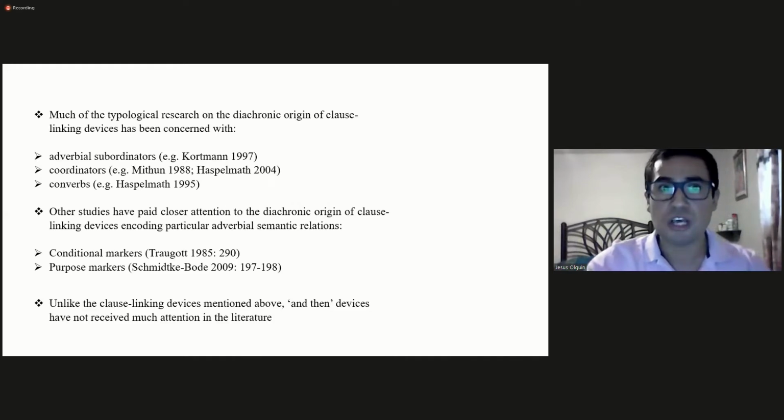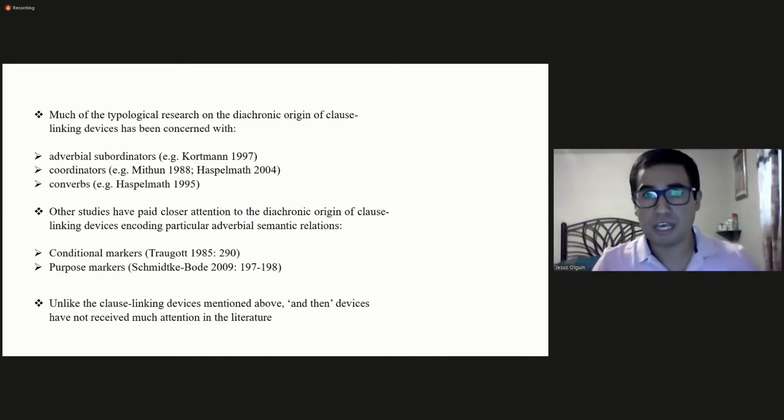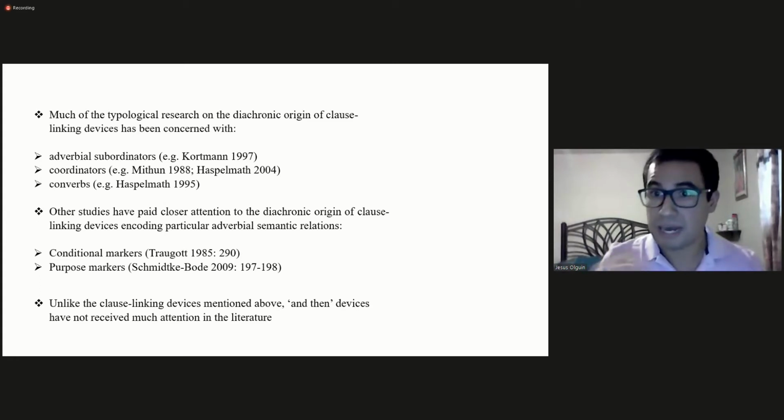Okay, so the introduction. It is very important to mention that most typological research on the diachronic origin of clause linking devices has concentrated for the most part on adverbial subordinators, coordinators, converbs. Other studies have paid close attention to the diachronic origin of clause linking devices expressing specific types of adverbial relations, such as condition and purpose. However, unlike these clause linking devices, and then devices have not received much attention in the literature.